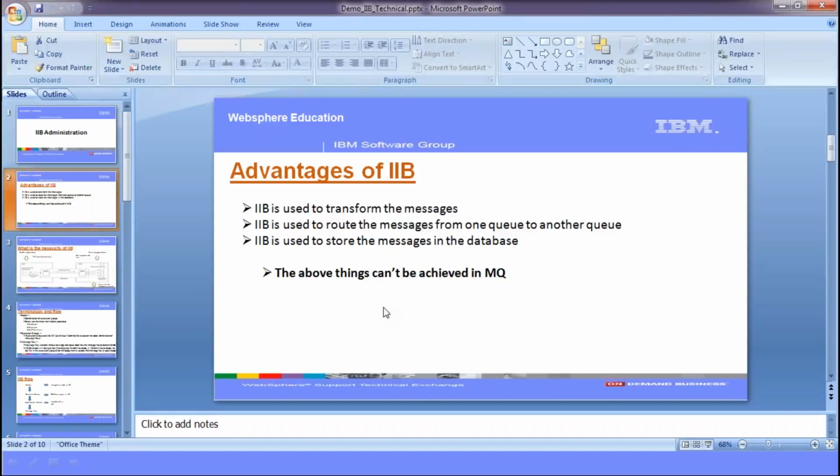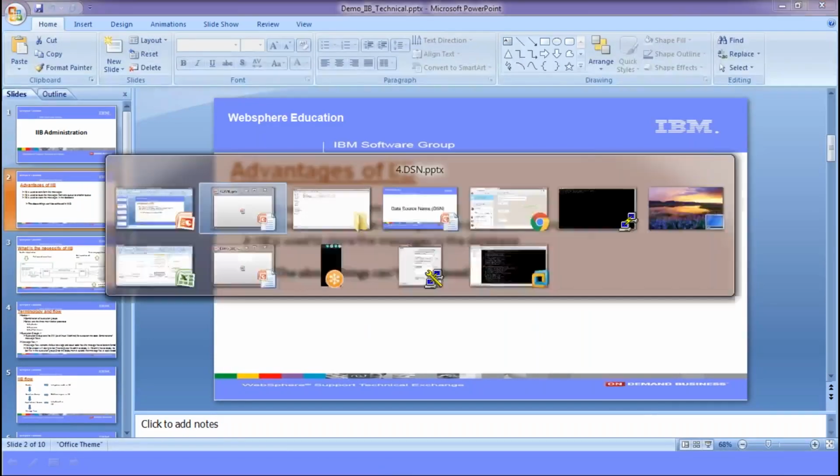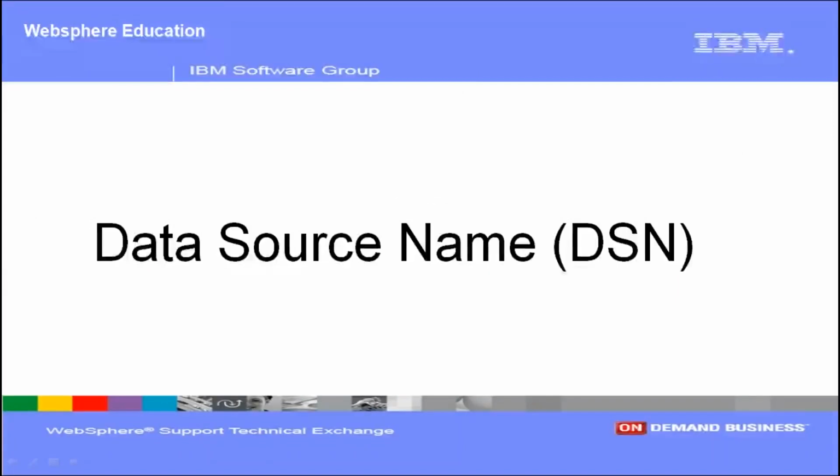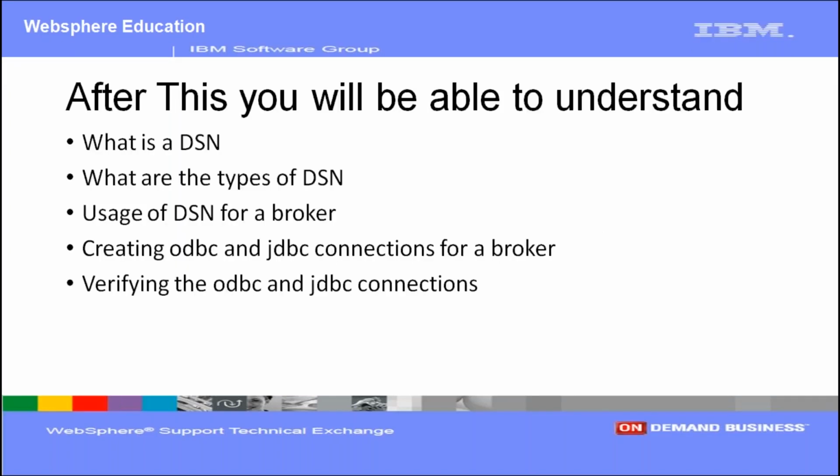So if you consider the third point, IIB is used to store the message into the database. It means that the message broker has the capability of connecting to the database. So the concept we use to connect the broker to the database is the DSN concept. With the help of the data source naming concept, we can provide a capability to connect a broker to the database. So let's see now what a data source name is and how we are going to implement it.